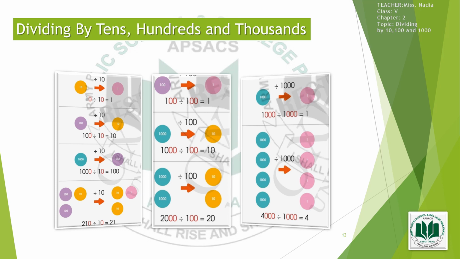And when a whole number is divided by 100, we will remove 2 zeros from the end of the number. Look here, 100 divided by 100 is 1. We remove 2 zeros from 100, it becomes 1. 1000 divided by 100 is 10. Remove 2 zeros from 1000, so it becomes 10. And 2000 divided by 100 is 20. Similarly, when a number is divided by 1000, we will remove 3 zeros from the end of the number. Like 1000 divided by 1000 is 1 and 4000 divided by 1000 is 4.